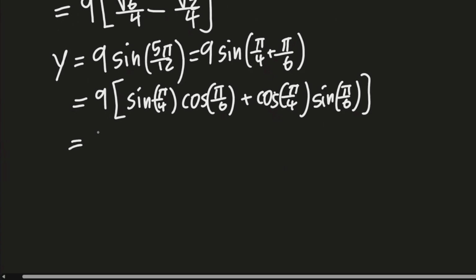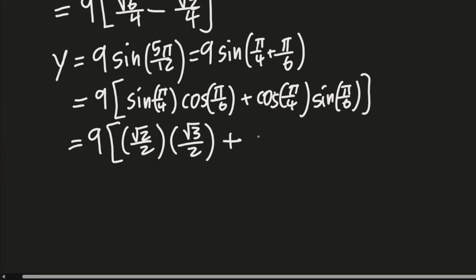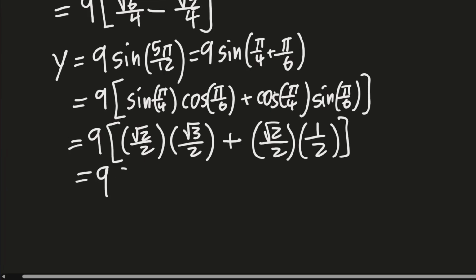This is equal to 9 times sine of pi over 4, which is square root of 2 over 2, cosine of pi over 6, which is square root of 3 over 2, and then add cosine of pi over 4, which is square root of 2 over 2, sine of pi over 6, which is 1 over 2. This evaluates to 9 times, this is square root of 6 over 4, and these two parentheses here are square root of 2 over 4.